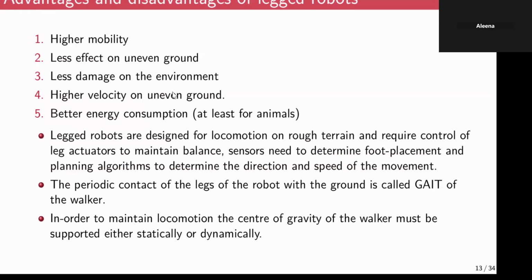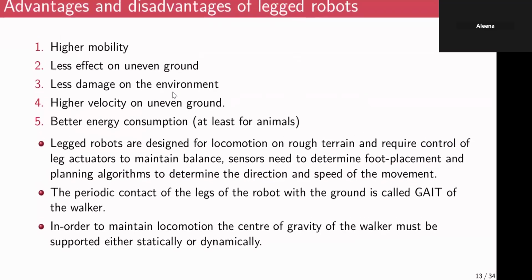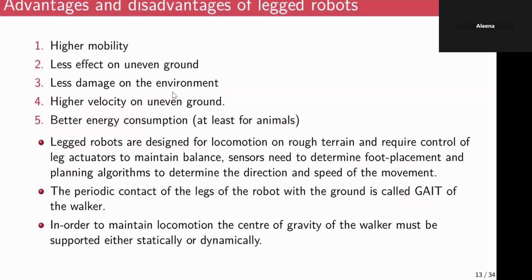And another thing that one would often find when dealing with legged robots is the term called gait, G-A-I-T. So the definition is that the periodic contact of the legs of the robot with the ground is called the gait of the walker. Right. So as you know, the leg would execute some periodic motion, right? It'll execute some back and forth motion. So at one instant it'll be like this.